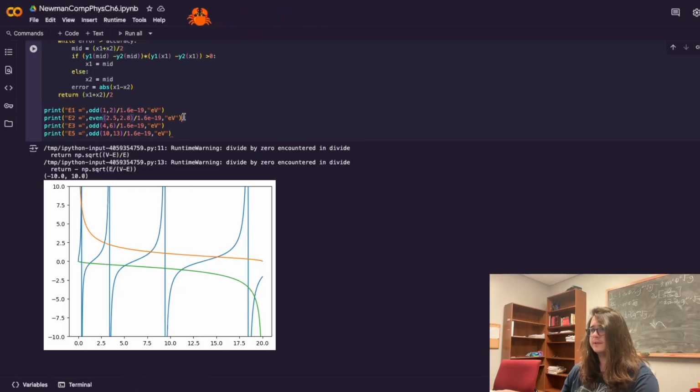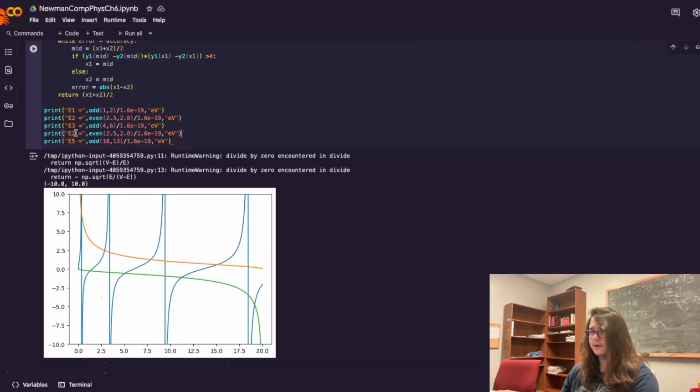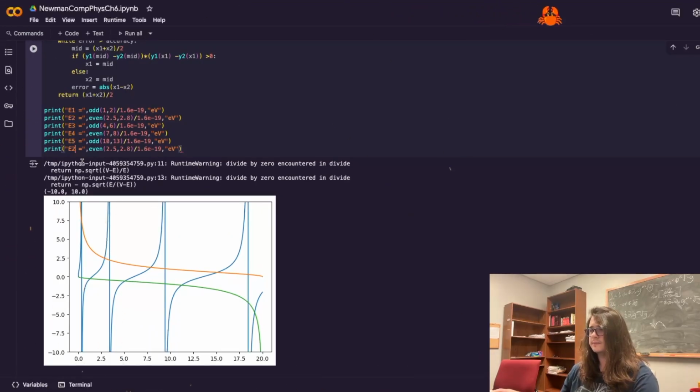And I'm going to just copy this line down again. E4 now. I'm going to calculate in between 7 and, yeah, let's just do between 7 and 8. Why not? 7 and 8, and then also finally, whoopsie daisy, we'll check for E6, which I want to say is between like 13 and 16, somewhere in that range.